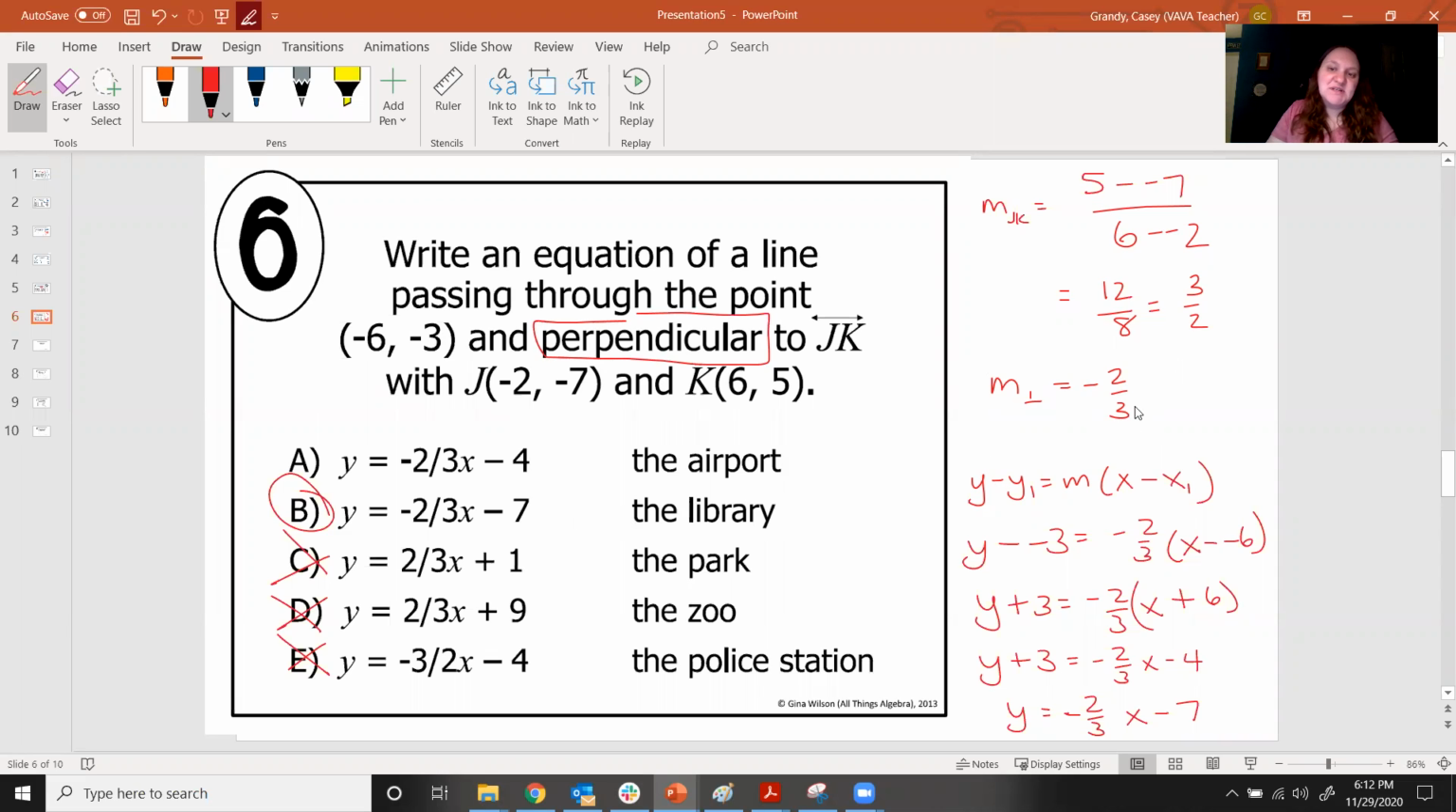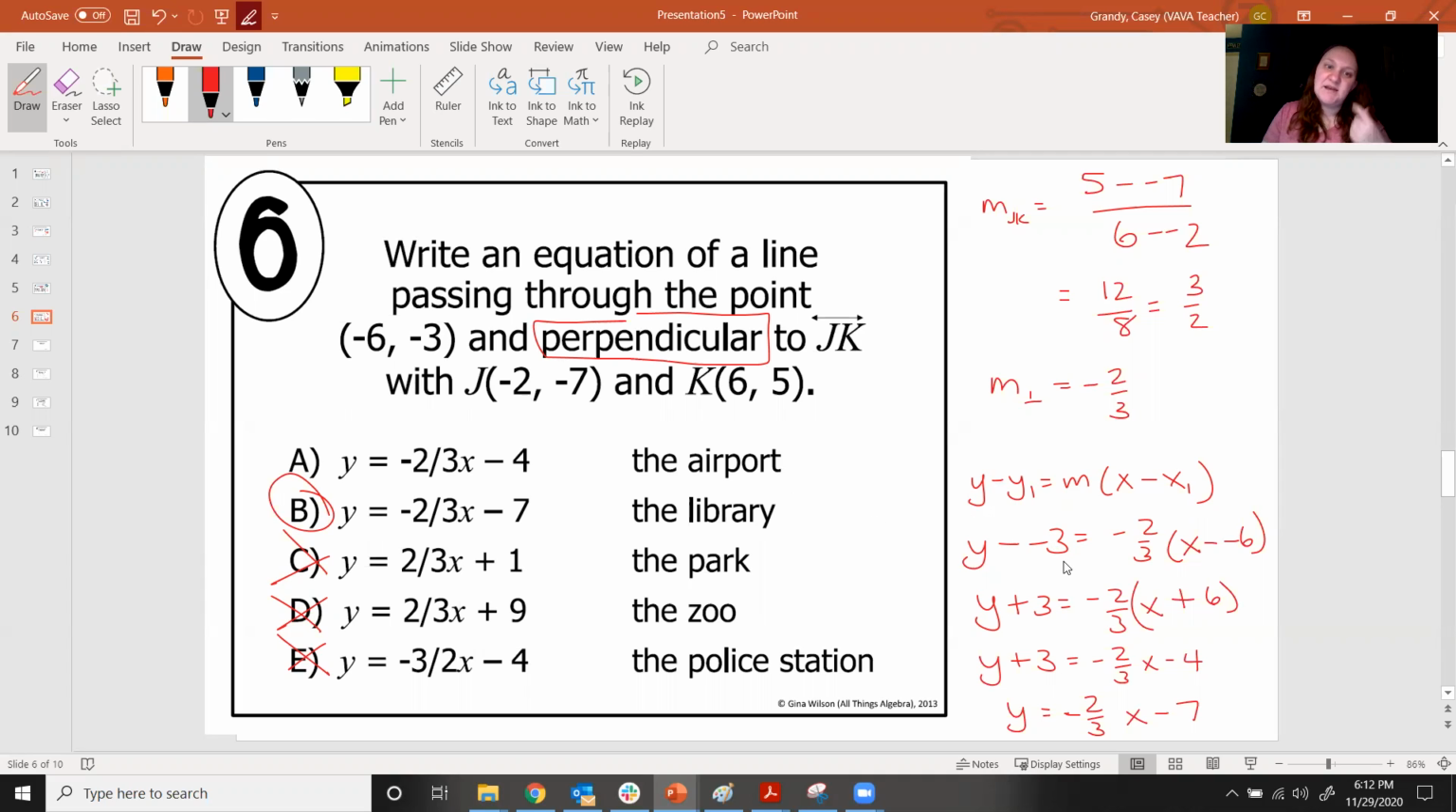So once I knew that the slope was -2/3, I came over here to my answers and I could immediately eliminate C, D, and E because I need the slope to be -2/3. So it was either A or B. So then I used point-slope form that says you take y minus the y value equals the slope times x minus the x value.